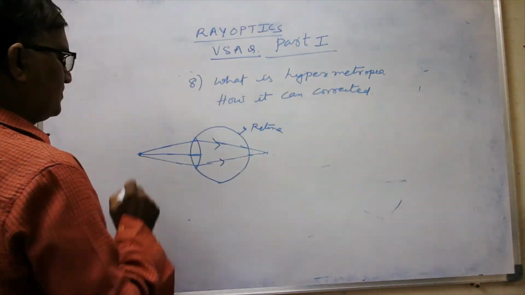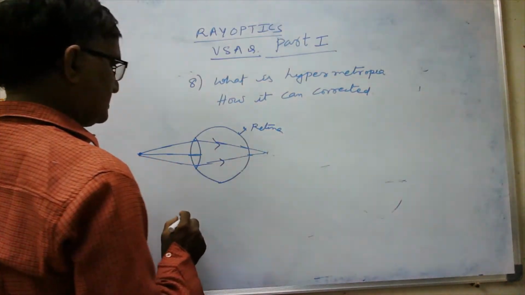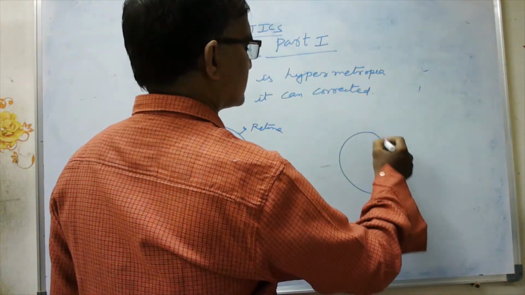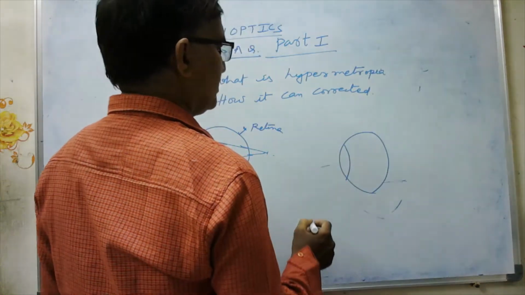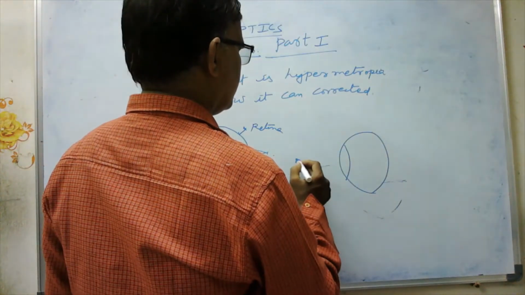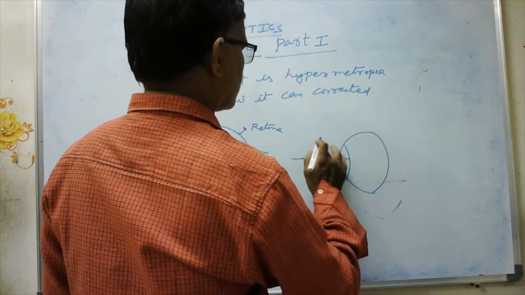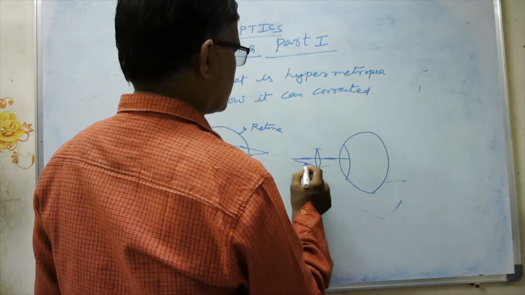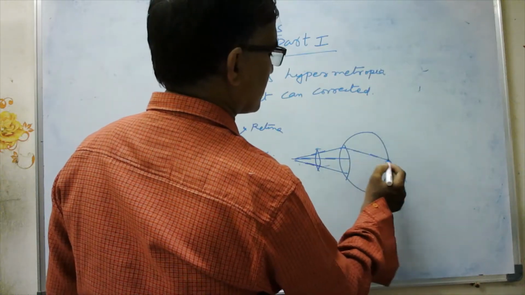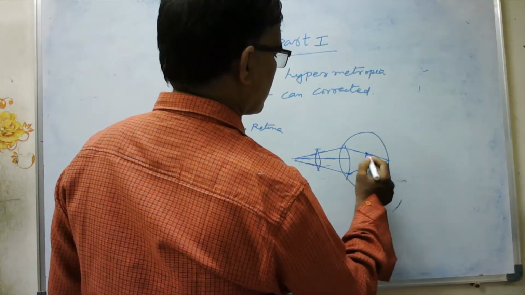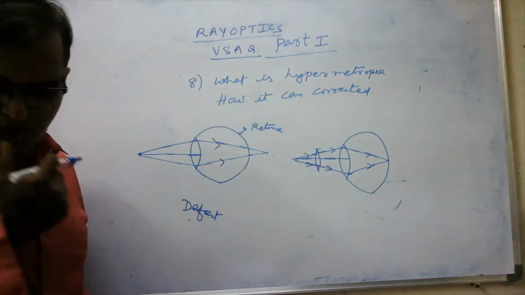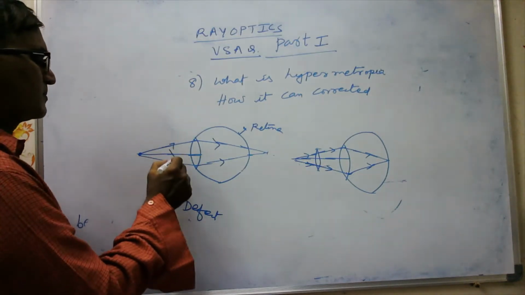Okay. Now, to correct this defect, how can it be rectified? You can rectify it by using a convex lens. By using a convex lens, you can rectify this defect. Now the lens you can keep here. Let's put arrows. Okay. Arrows are important. Arrows you can keep here. So this is the correction.